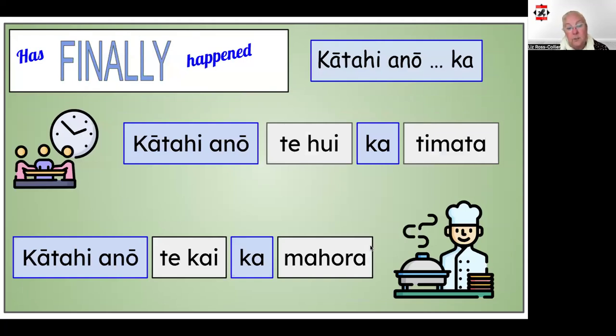The third way to use Kātahi Anō Ka is to say something has finally happened. Again, the sentence structure doesn't change, but the meaning of the sentence in English depends on the situation. The examples here, Kātahi anō te hui ka tīmata. If you've been waiting for ages for a meeting to start, you'd say this to say the meeting has finally started. The second example is similar. Kātahi anō te kai ka mahora. The food has finally been served.